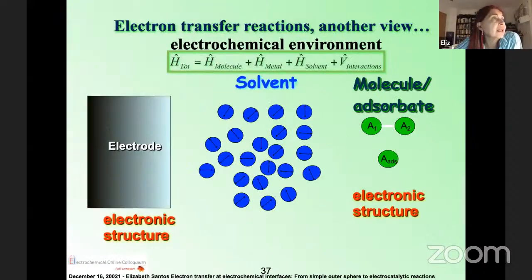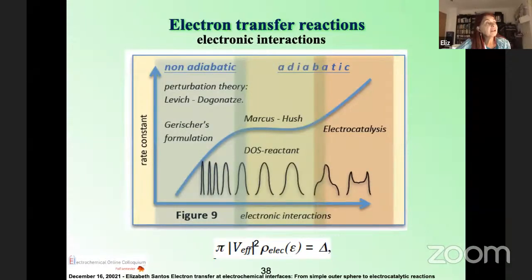Okay, then in which way can we describe that? We have seen that we have the components of our system: the electrode, the solvent, and the reactant. We can have a Hamiltonian where we take into account each of these components, and also a term that takes into account the interaction. And we use these very elegant Green's functions that allow us to calculate the energy.